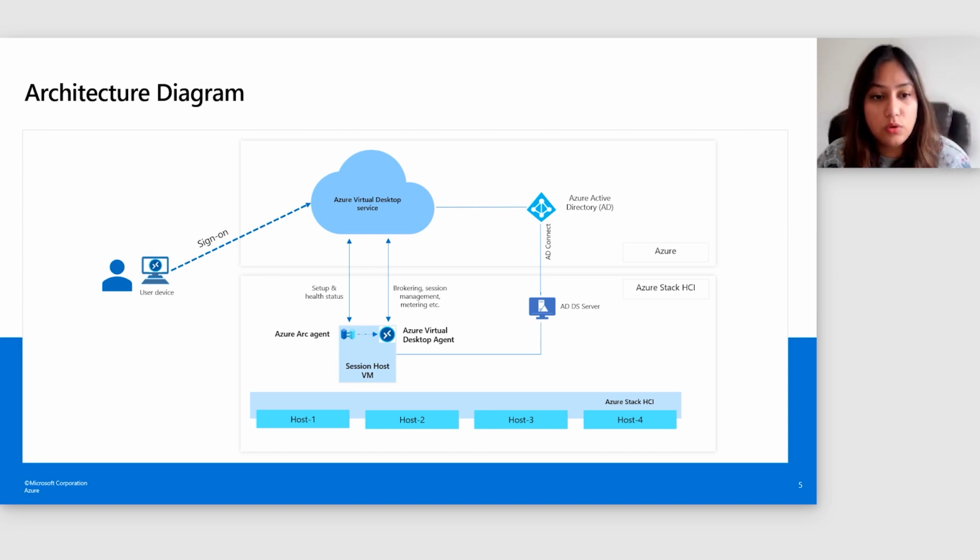When a user logs onto their end device using a remote desktop client or a remote desktop tool, they will see a combination of their desktops and applications based on what application groups they're part of, which host pool they're part of. And this experience could be a single session experience or a multi-session experience or a shared experience.